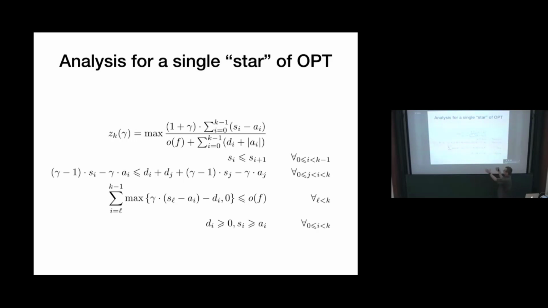So I claim this program is a valid bound on how big the cost of the algorithm versus opt could be on a single star of size k. K meaning k clients connected to a single facility in opt.